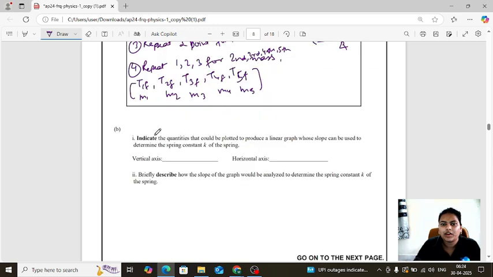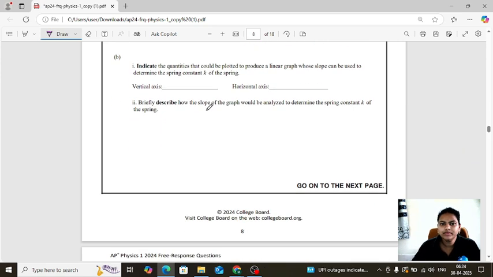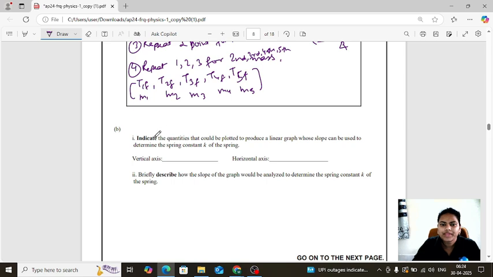Now in part B we have to explain how we are going to use this data to get the result. Indicate the quantities that could be plotted to produce a linear graph whose slope can be used to determine the spring constant K, on the vertical axis and on the horizontal axis. So what was the formula? I can write T as 2 pi root of mass upon K.